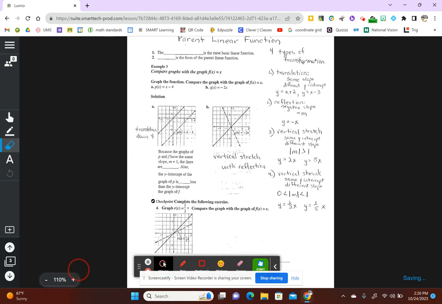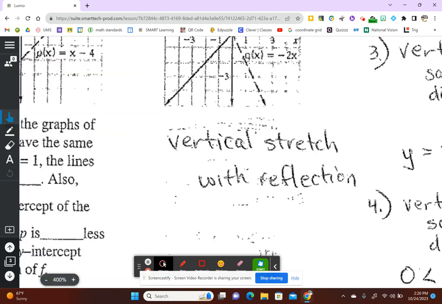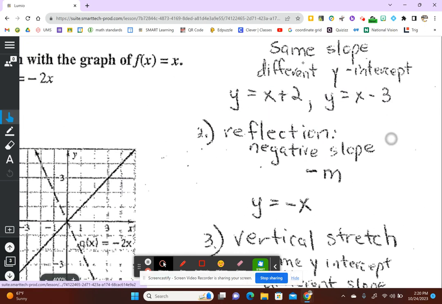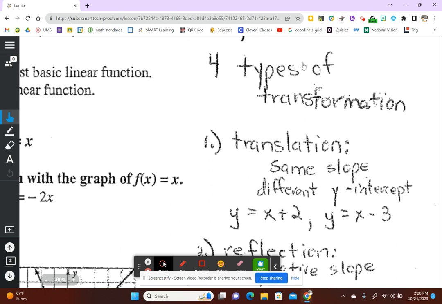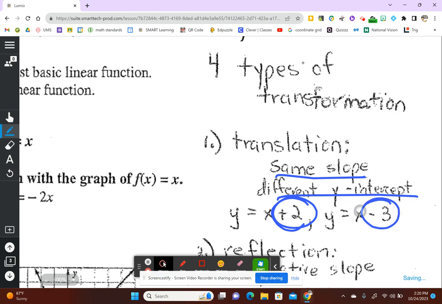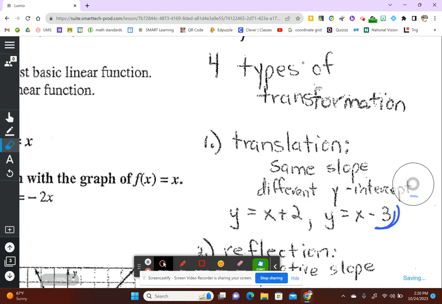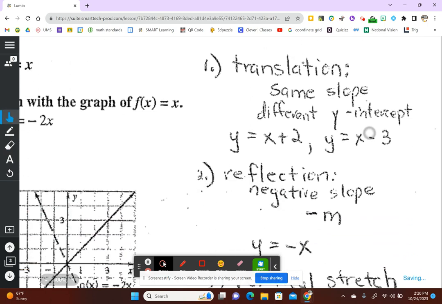So here, I took these notes for you so you can just pay attention. There are 4 types of transformations. The first is a translation. With a translation, you have the same slope but a different y-intercept. You're either adding or subtracting. That's how you know it's a translation. So for those 2 equations, those are translations.